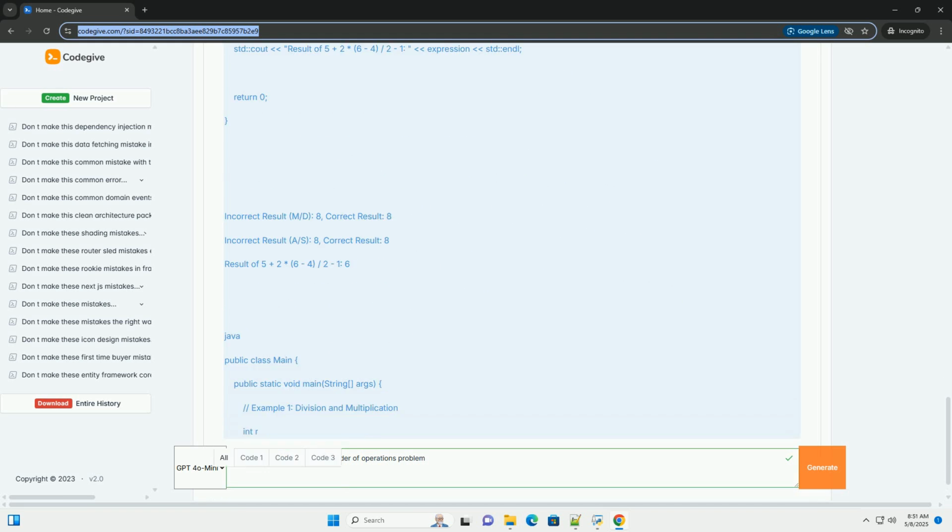Code examples in Python. Let's translate these examples into Python code to demonstrate the effect of the order of operations. Output. As you can see, failing to adhere to the correct order of operations can lead to dramatically different results. How to avoid order of operations errors. Here are some best practices to avoid falling into this common trap.